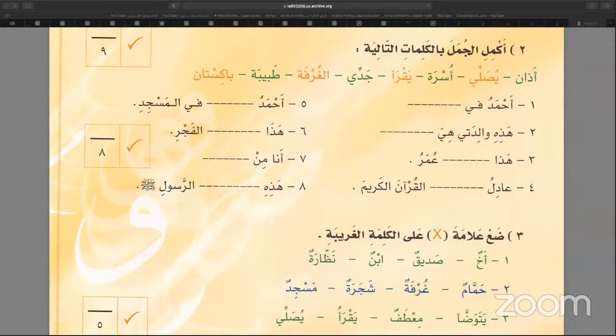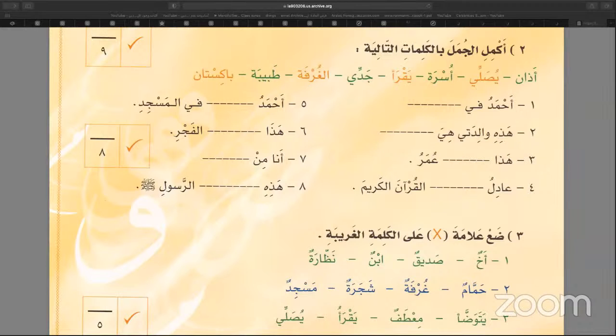هذا جدي. Good. Perfect. Go. عادل يقرأ القرآن الكريم. عادل يقرأ القرآن. What does that mean? Adil is reading Quran. Good. Next one.